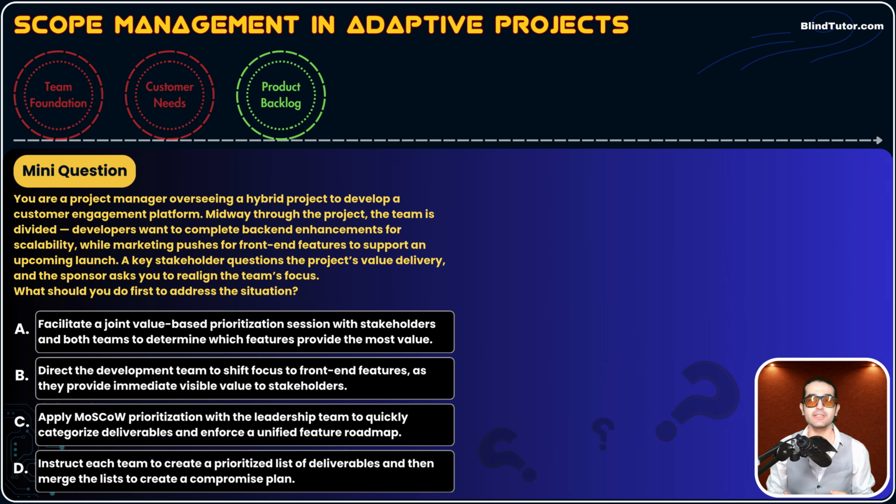And option A suggests, hey, you know what? Do some prioritization session. Use relative ranking or MoSCoW. It doesn't talk about a specific method, but it says, hey, first of all, joint value-based prioritization. Value-based prioritization means you need to go through user stories and prioritize those that add the most value to our product, and bring the most value to our customer.